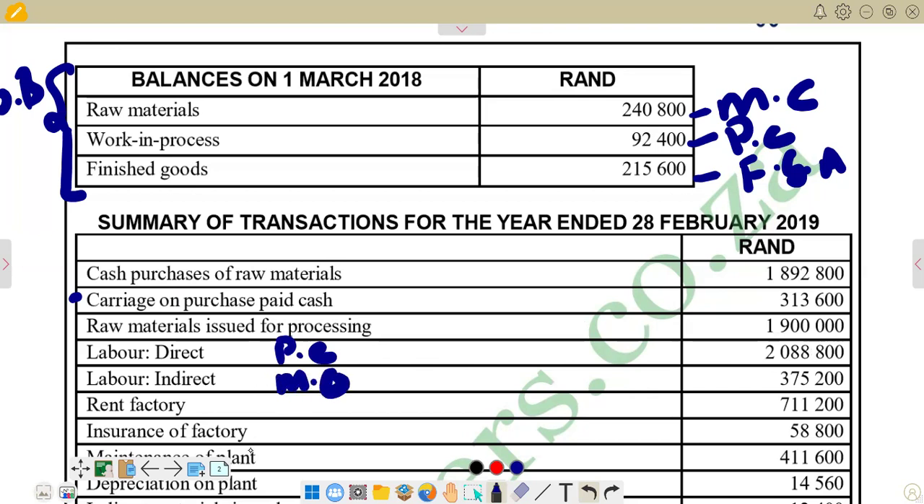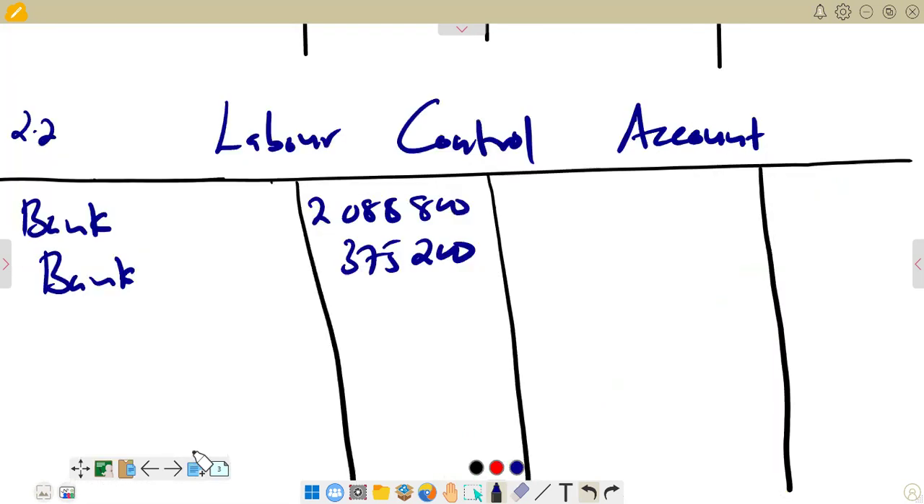As simple as that. So after entering them in the labor control, you transfer it there and there. Labor control is not supposed to have a balance CD or BG. The amounts that we have entered in labor control, we transfer them there and there. Remember, labor account is an expense account. That's not supposed to have a balance BT or CD. So we go to the credit side, and now we are saying this 2 million, we transfer it to production control account.